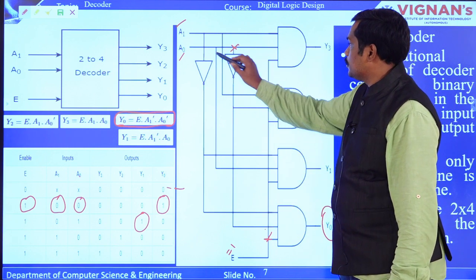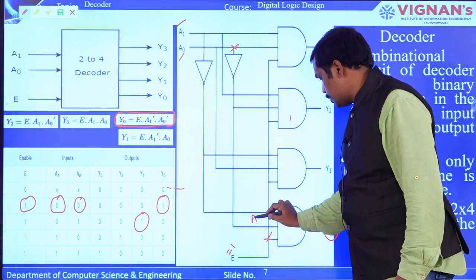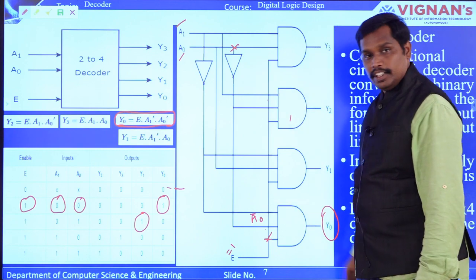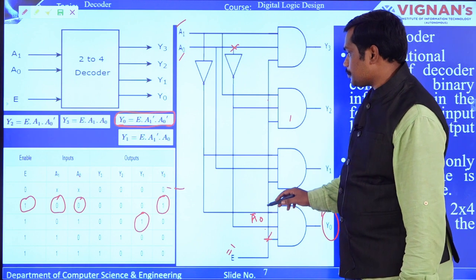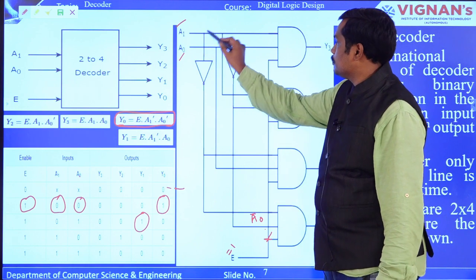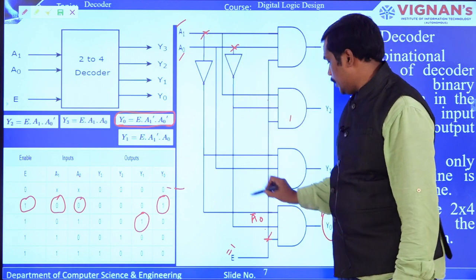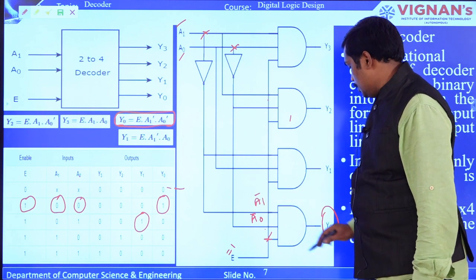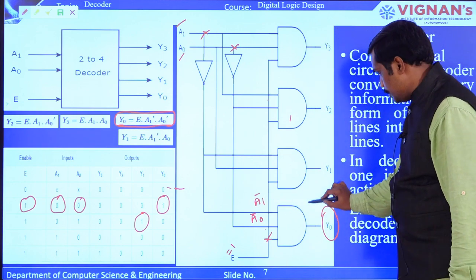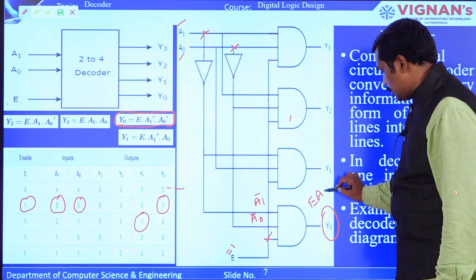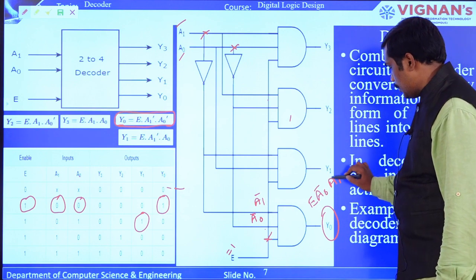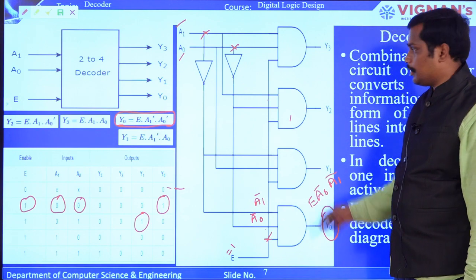And if the circuit is active, these 2 points that you can see, here it is negation, right? So A0 bar is given as an input, and in the same way, here you can see A1 bar, right? So A1 bar. So the final expression will be E A0 bar A1 bar. So this is how you are going to derive an expression for the Y0.